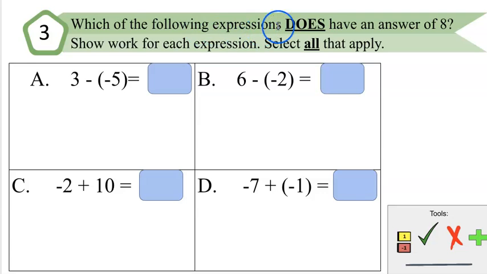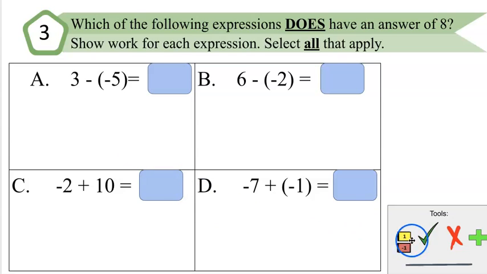Which of the following expressions does have an answer of 8? So that means that I need to look for 8. Show work for each expression, select all that apply. So I need to find an 8, and then I'm going to use my tools to show which ones are 8s and which ones are not. So the first thing I like to do is take A and do that completely, and then B, and then C, and then D. Because if you start parts of A, B, C, and D, you probably will make a mistake. So let's start with A.